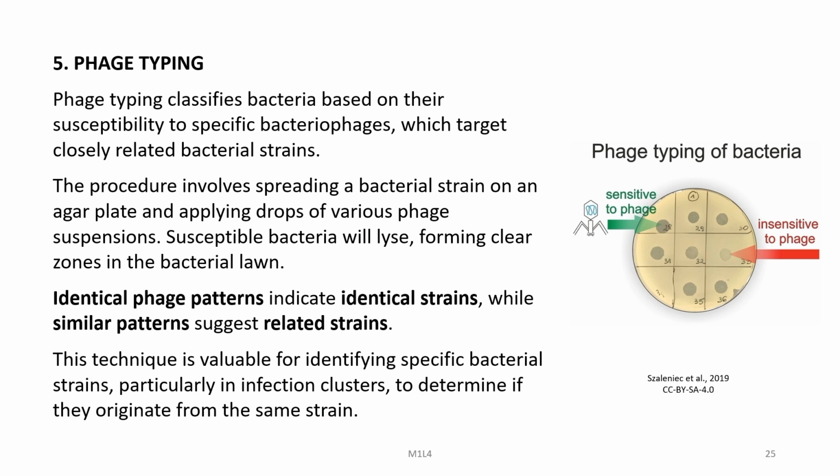Identical phage patterns indicate identical strains, while similar patterns suggest related strains. This technique is valuable for identifying specific bacterial strains, particularly in infection clusters, to determine if they originate from the same strain.